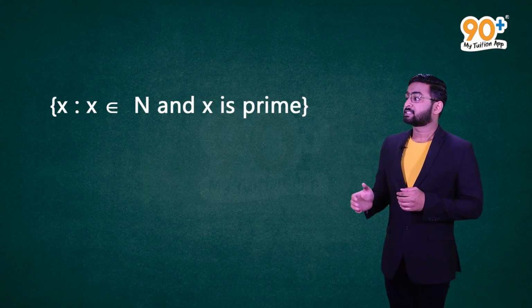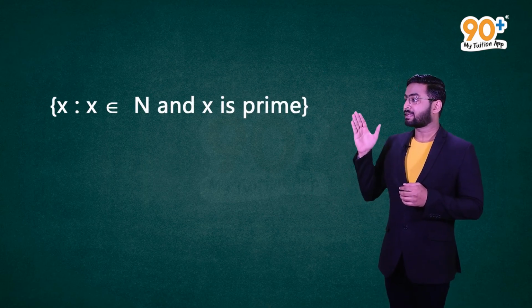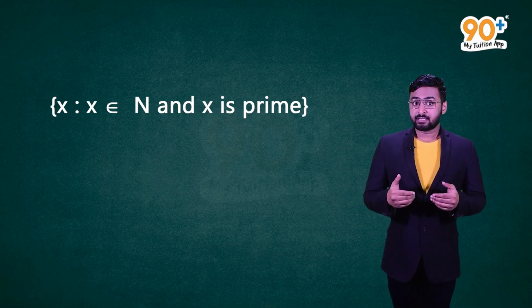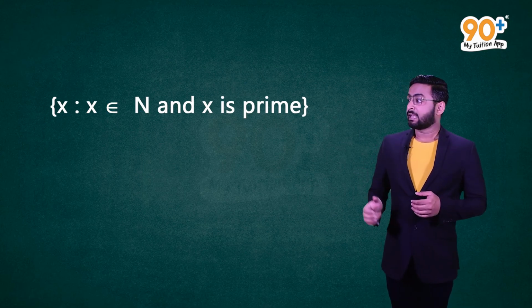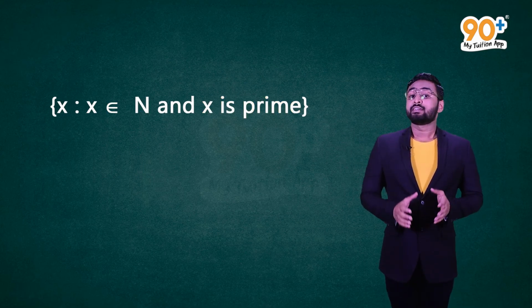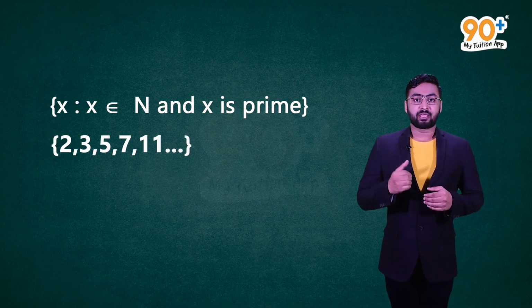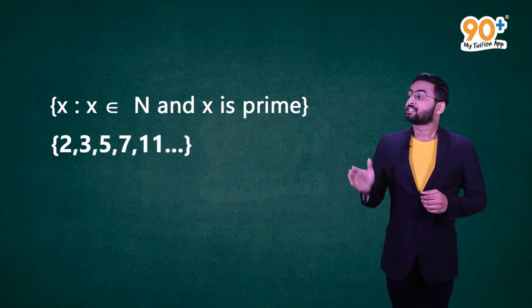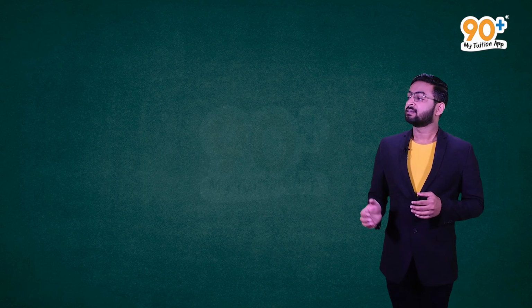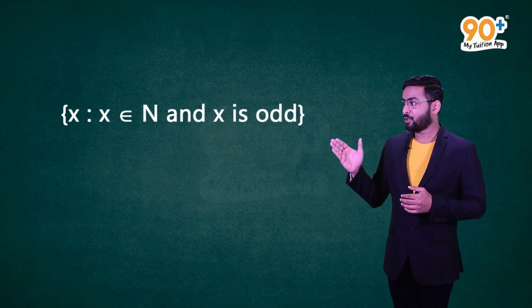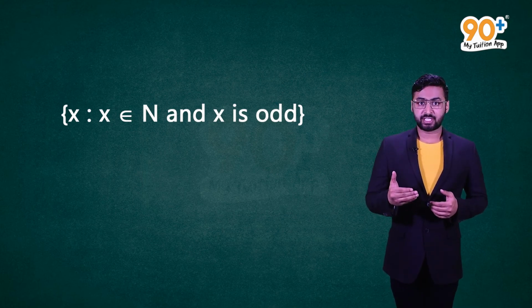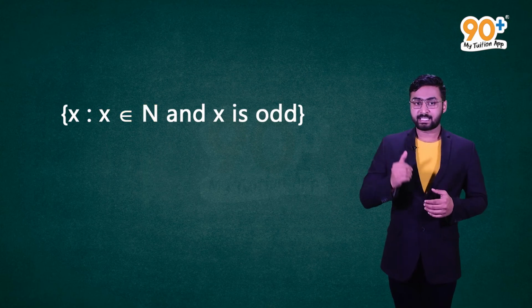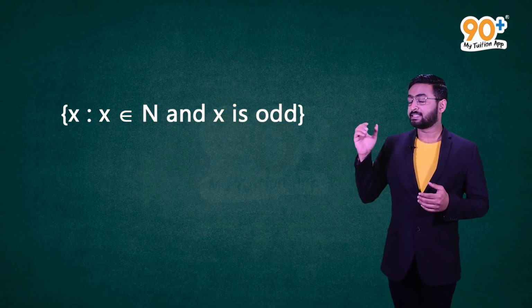Now, let's move on to the next set. The set of all x such that x belongs to N and x is prime. Here, the condition given is x belongs to the set of natural numbers and x is a prime number. So the given set is the set of all prime numbers, which is infinite. So this set is an infinite set. Now let's take a look at the next set. The set of all x such that x belongs to N and x is odd. Similar to the last one, the condition given here is x belongs to the set of natural numbers and x is odd.